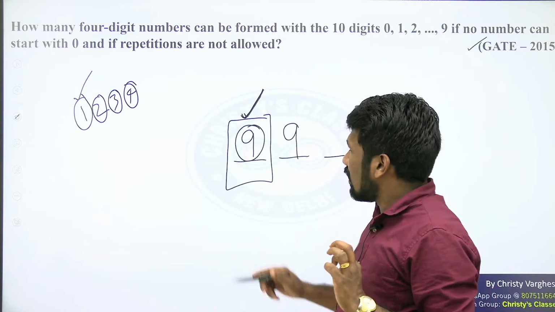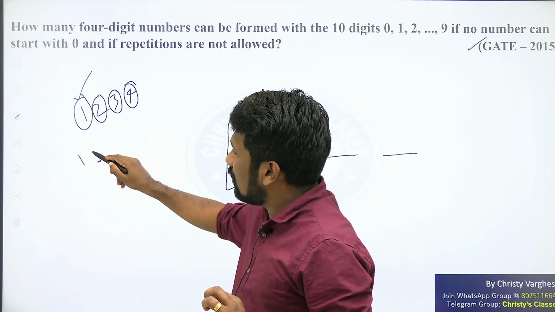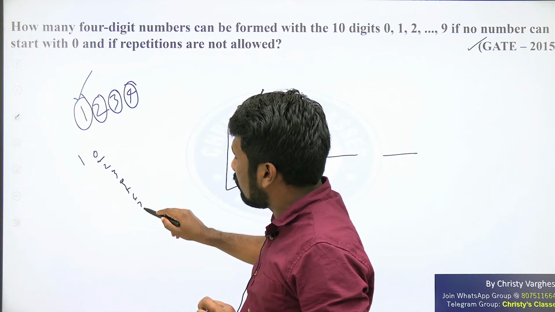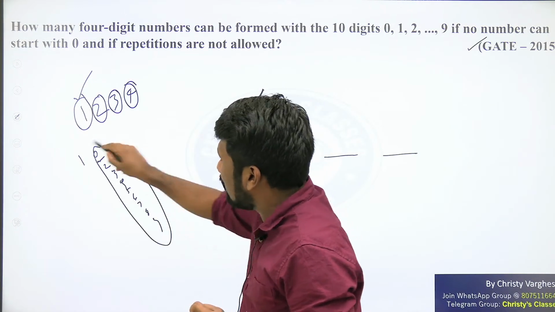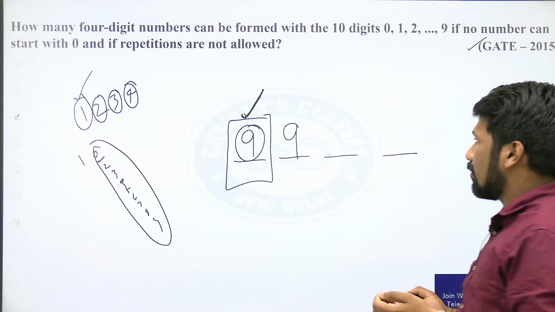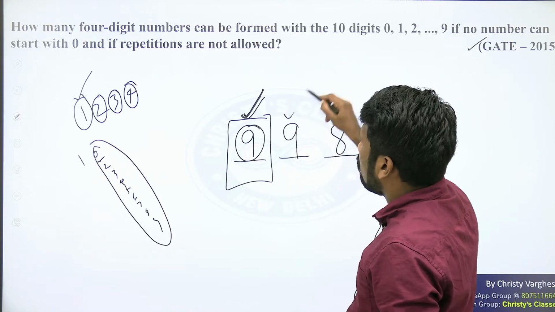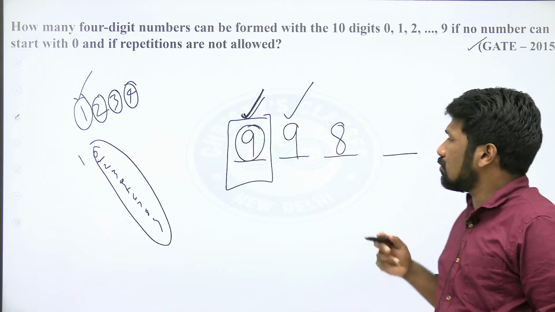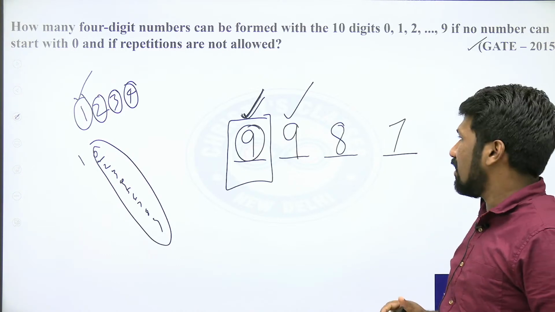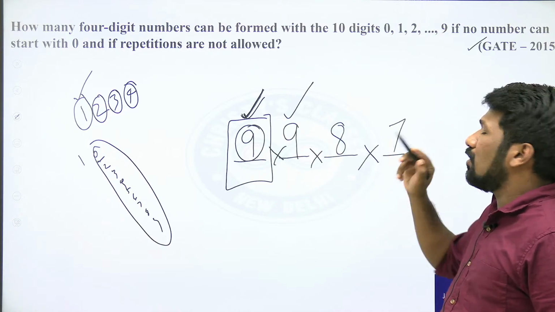For example, if you fixed 1 here, the second position can be filled with 0 also, 2 also, 3 also, 4 also, 5 also, 6 also, 7 also, 8 also, 9 also. That is 9 numbers still remaining because 0 extra we got. Now here 8 numbers only, because 2 numbers you already used. So 10 minus 2, 8 numbers only. Here 7 numbers. Numbers means digits. So again, fundamental principle of counting, 9 into 9 into 8 into 7.